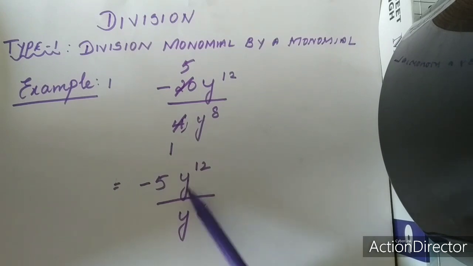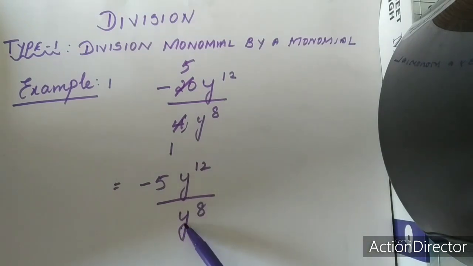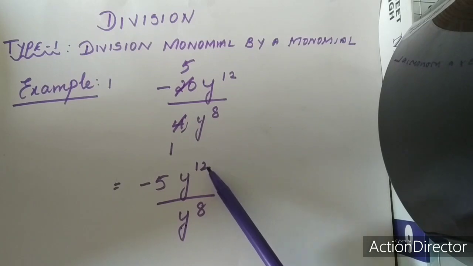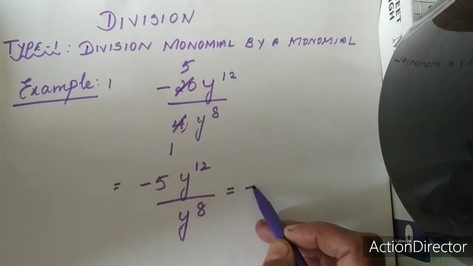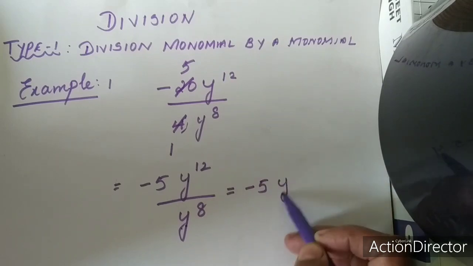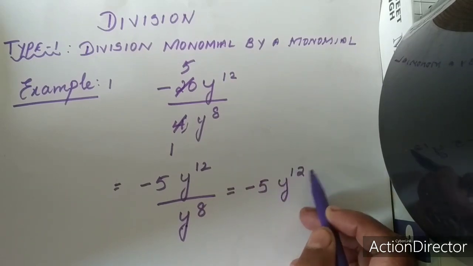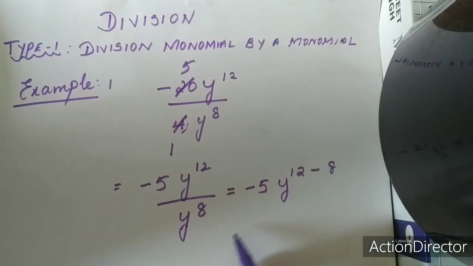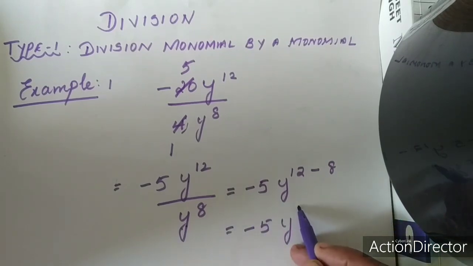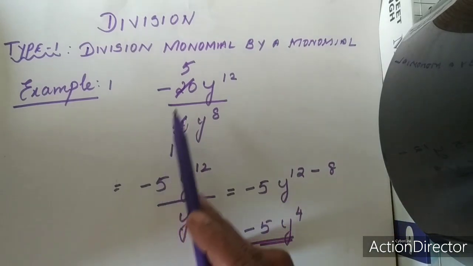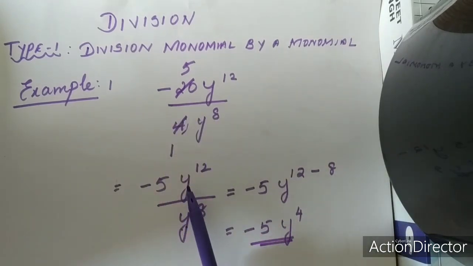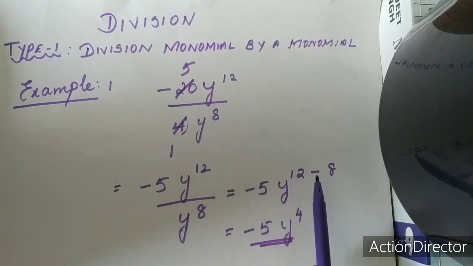Here you are able to observe the bases of the variables are same. So I can subtract these powers. So this can be written as minus 5 y raised to the power of 12 minus 8. This is equal to minus 5 y raised to the power of 4. So always first cancel the numerical terms, then you see the variables of same base and subtract their exponents.